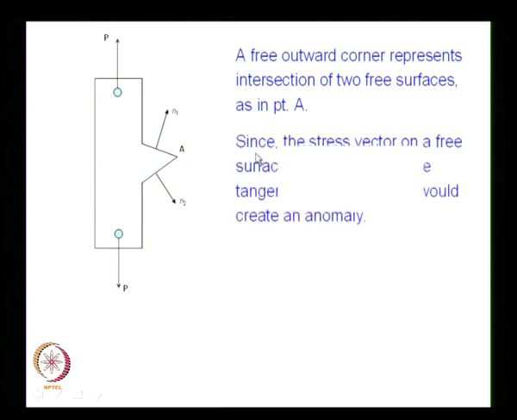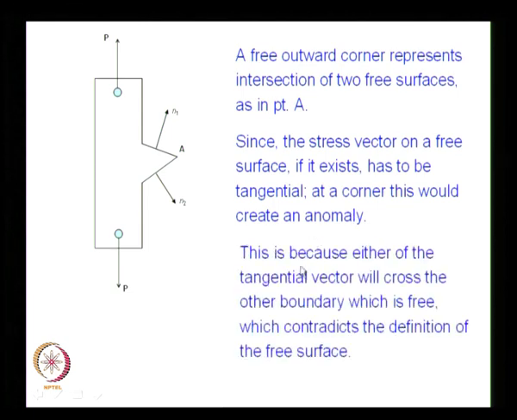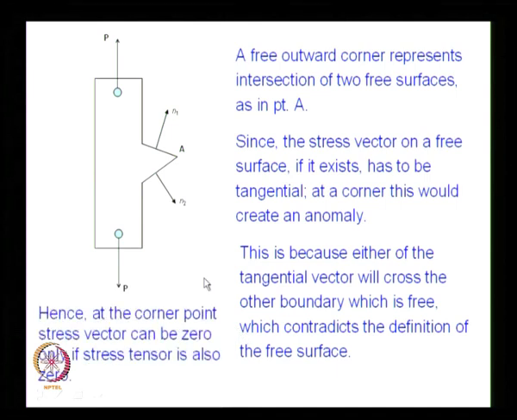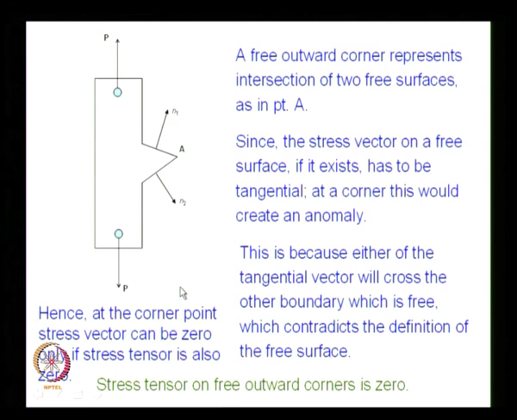For the contradiction to be satisfied, it would create an anomaly. So, I have to have the stress tensor to be 0. So, it contradicts the definition of free surface, and finally, what you have is that the stress vector can be 0 only if the stress tensor is also 0. It is a very useful piece of information. In fact, when you go to photoelasticity and want to find out the fringe orders, this will be used as one of the methodologies to find out the 0th fringe order.